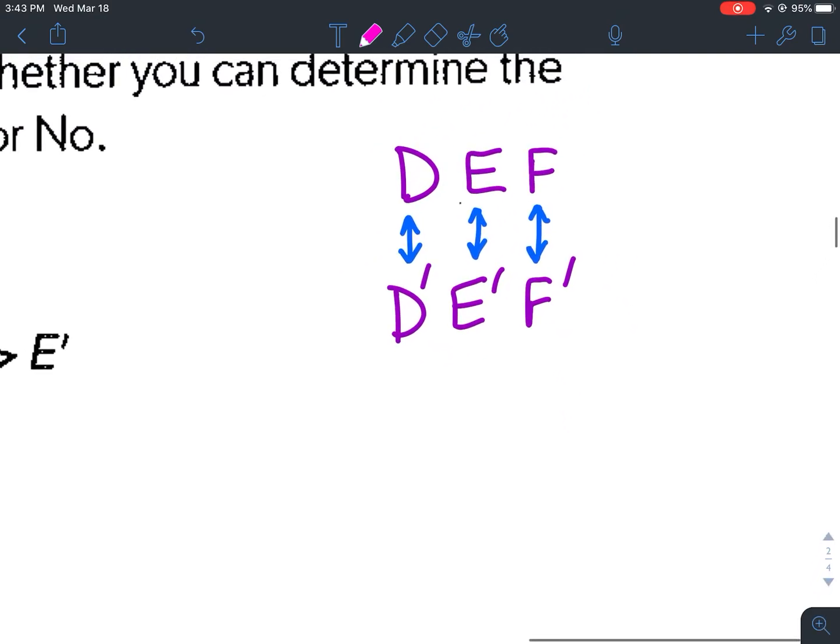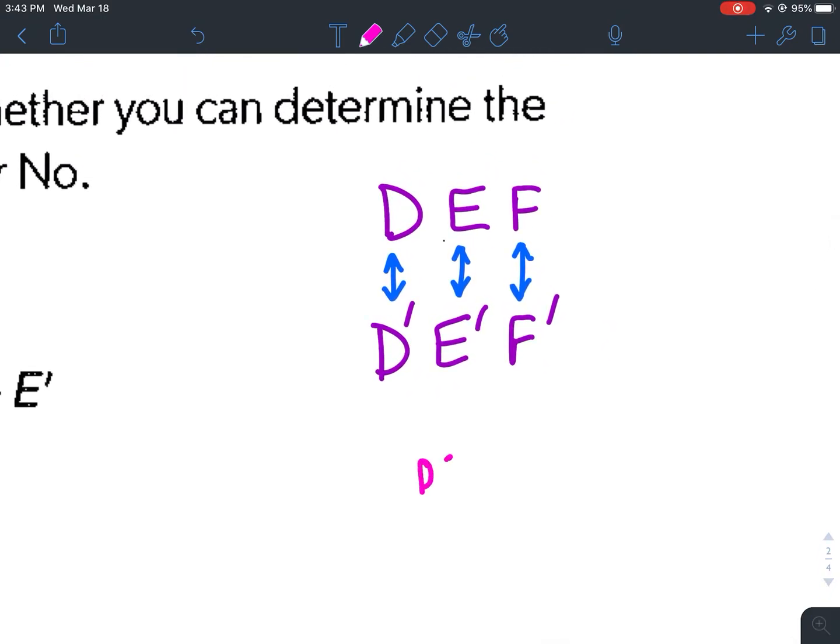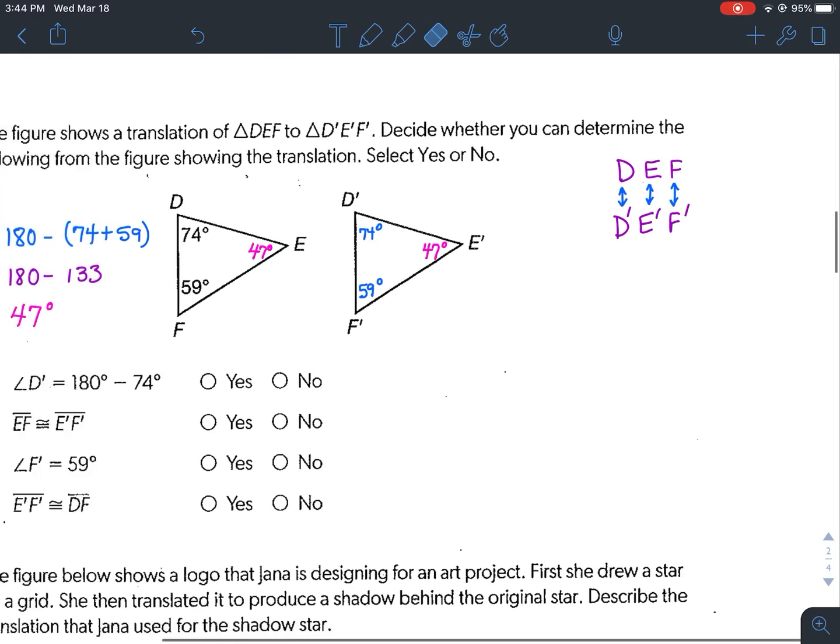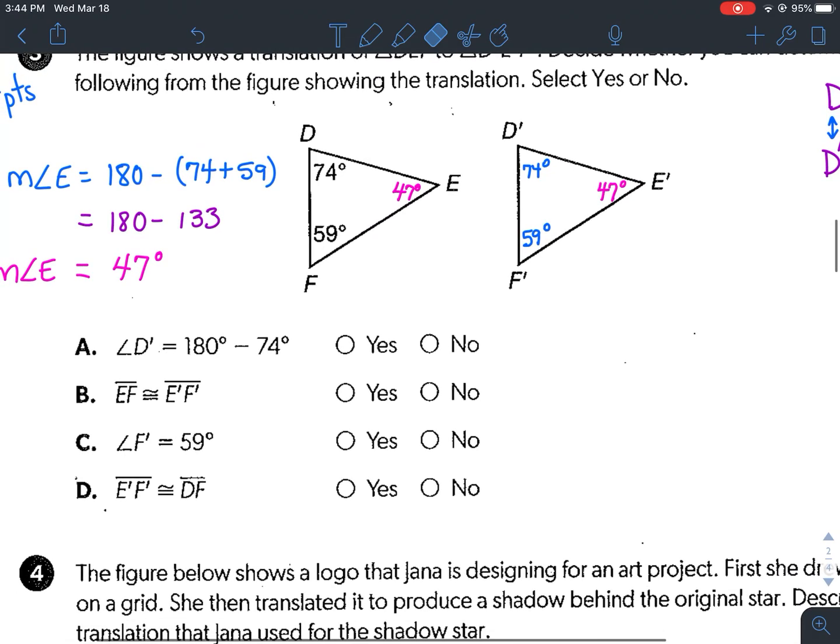It also means that DE would correspond with D prime, E prime. So this corresponds with this. It means that EF corresponds with E prime, F prime. It means that DF corresponds with D prime, F prime, and so forth. Anyway, we're going to use this information to help answer your questions down here.